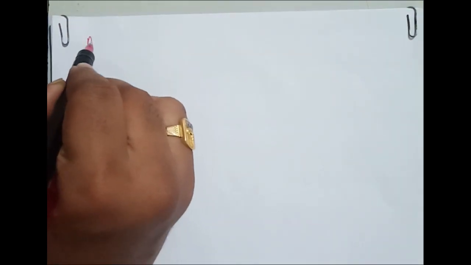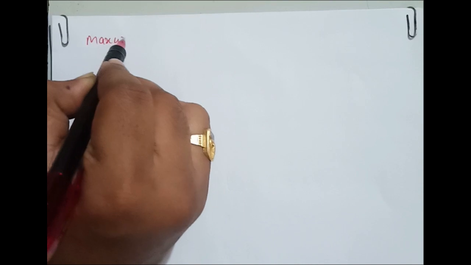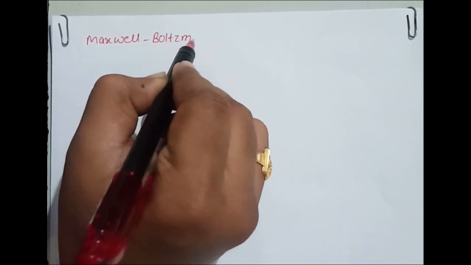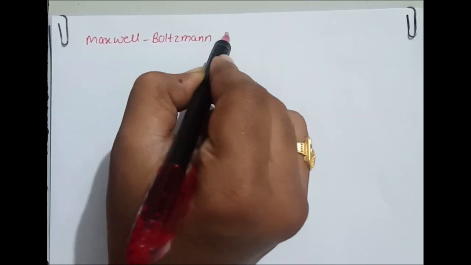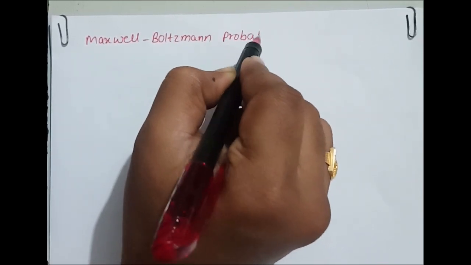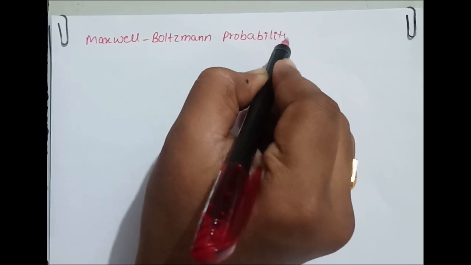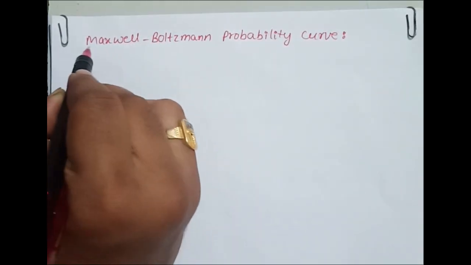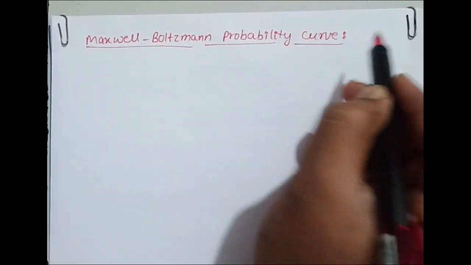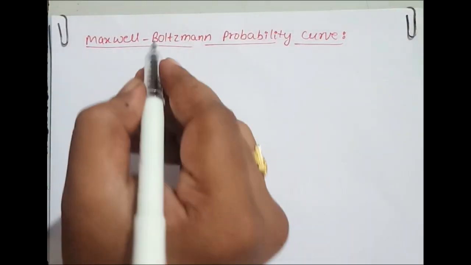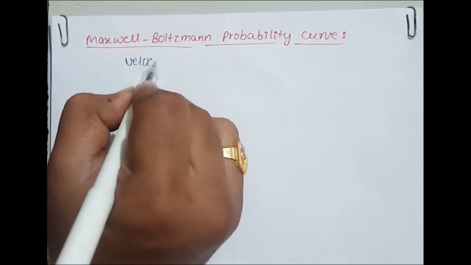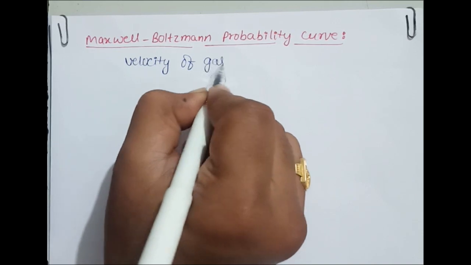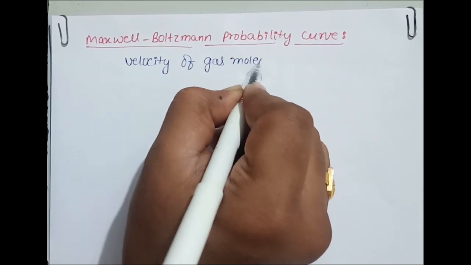Now we are going to learn another topic, that is the Maxwell-Boltzmann probability curve. Maxwell-Boltzmann probability curve. So let us see what is the main aim of this topic. This topic mainly discusses the velocity of molecules. The main aim of the topic is velocity of gas molecules.